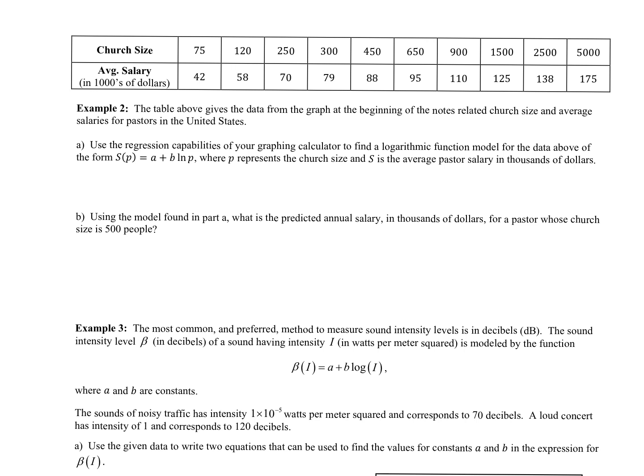All right, go ahead. Example number 2. The table above gives the data from the graph at the beginning of the notes, related church size and average salaries for pastors in the United States. A. Use the regression capabilities of your graphing calculator to find a logarithmic function model for the data above of the form S of P equals A plus B natural log P, where P represents the church size and S is the average pastor's salary in thousands of dollars.